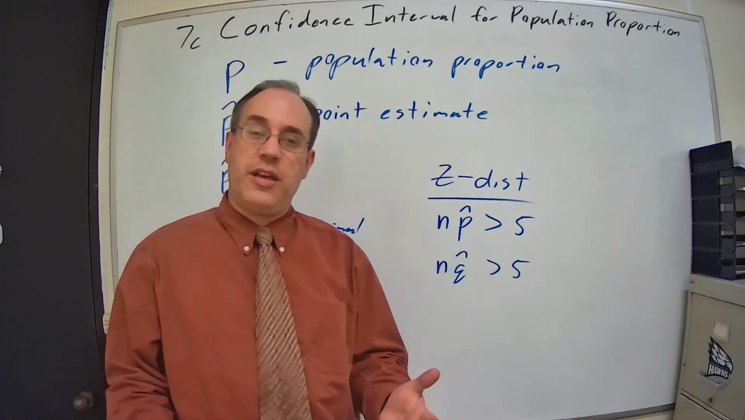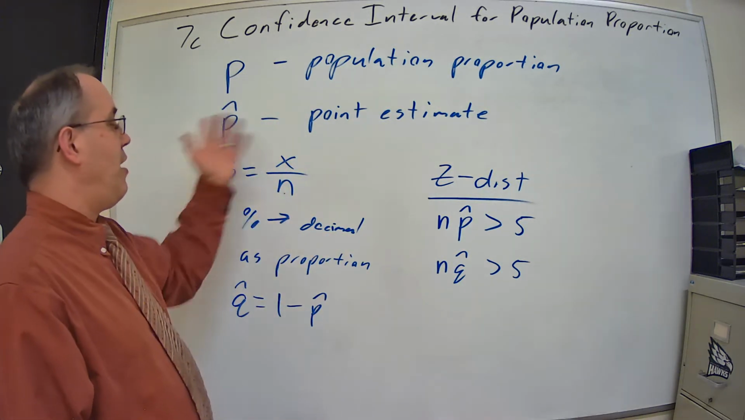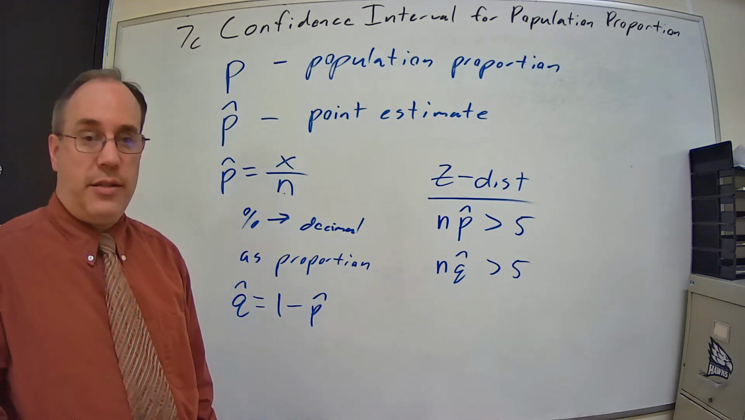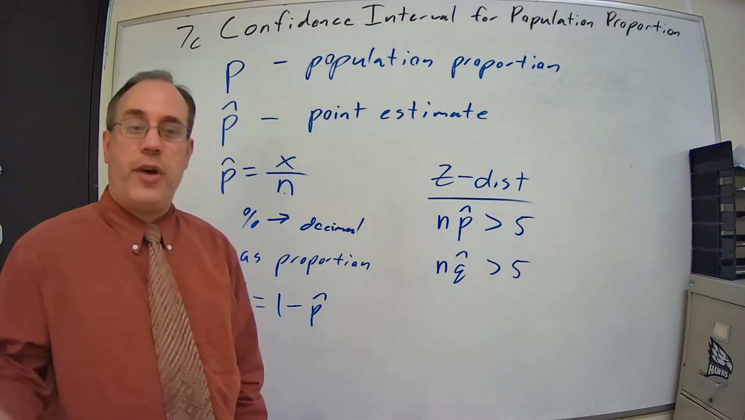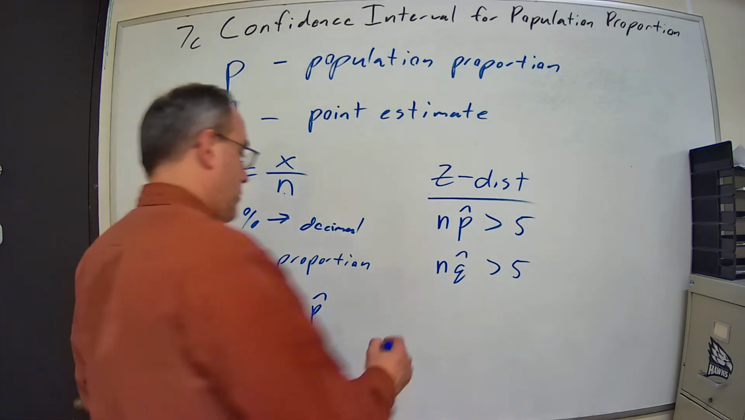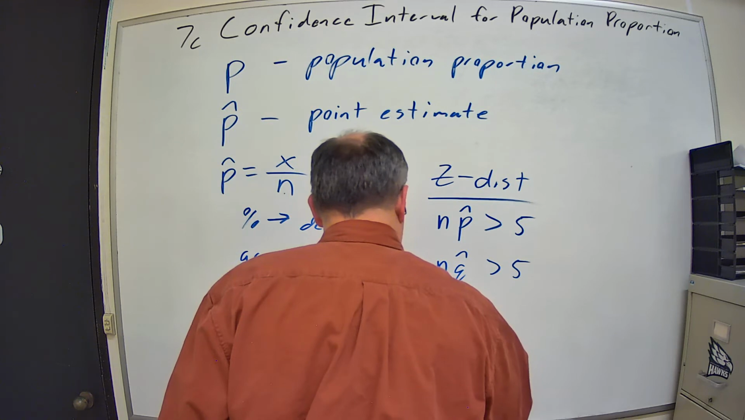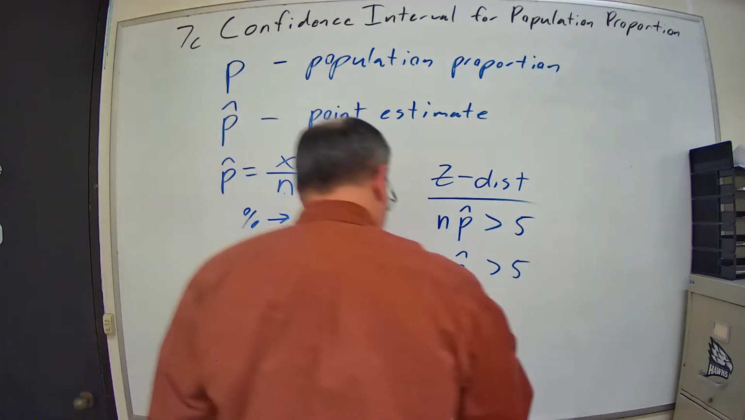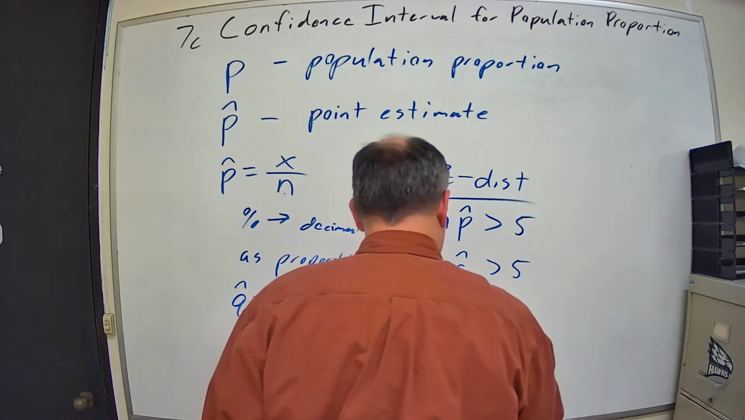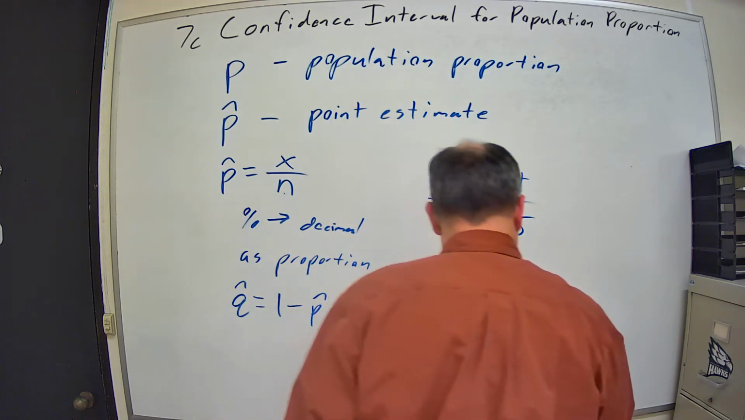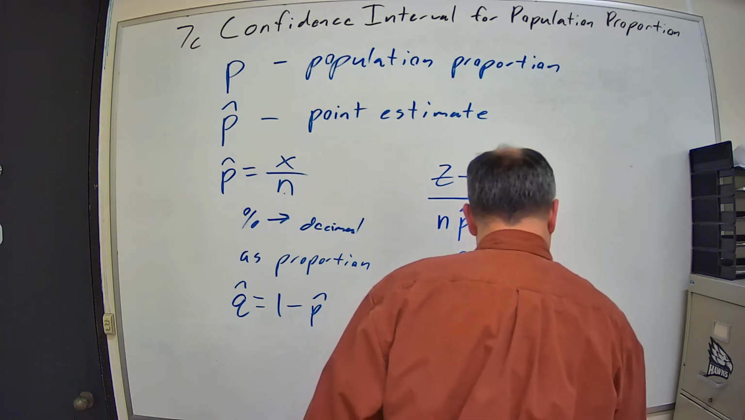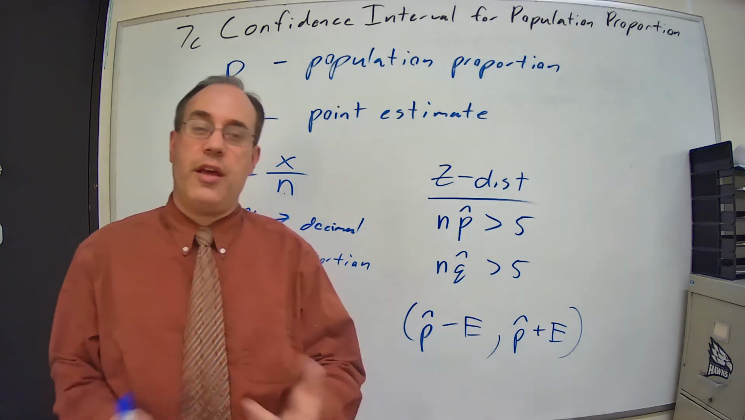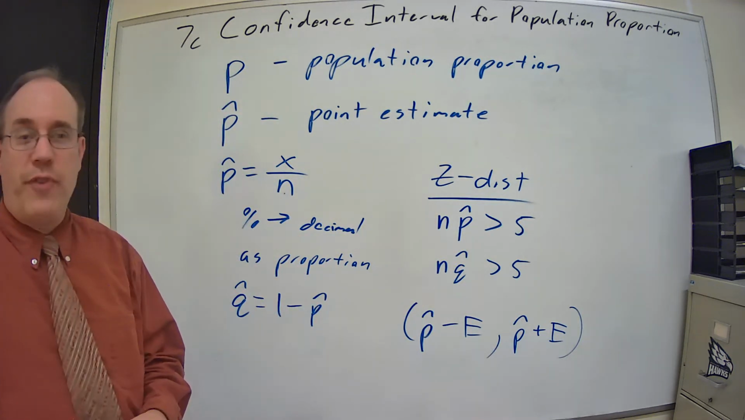Now, since we're dealing with a confidence interval, then we're still looking at a point estimate plus or minus a margin of error. So we're not looking at x bar, now we're looking at p hat minus a margin of error, and p hat plus a margin of error. So same as we've been doing with the other ones. The question is, how do we find that margin of error?